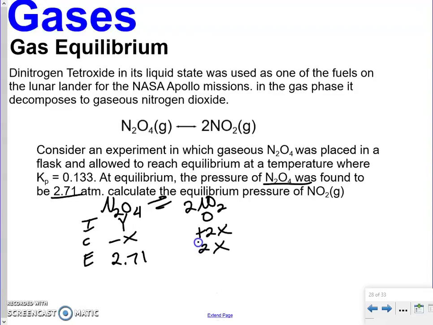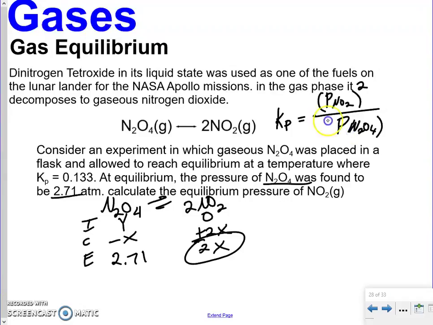Now, what in the world do we do with that? We're trying to find this, and let me not use brackets, that is not concentration. We're trying to find 2X. We're trying to actually find what that value is. So how do we do that? Well, we set up our Kp expression. Kp is going to be equal to the pressure of NO2 squared, because we have 2 of them, divided by the pressure of N2O4. Kp we're told is 0.133, and that's going to be equal to 2X squared over the equilibrium value, our pressure of N2O4, which we're told is 2.71.